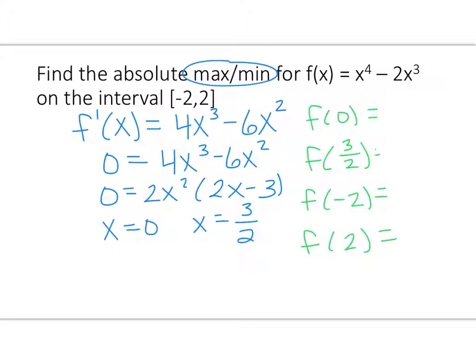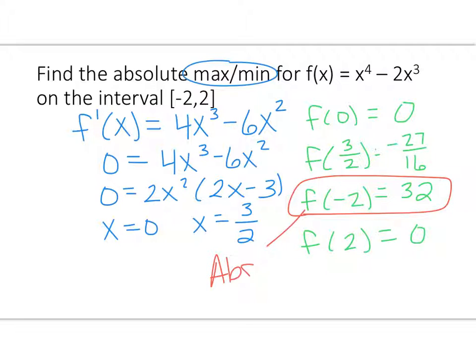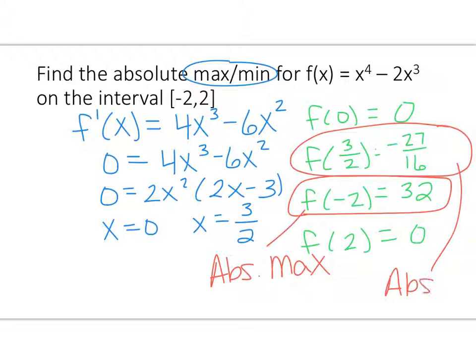Okay, so we plug in 0, we get 0. If I plug in 3 halves, I do some work, I end up with negative 27 over 16. If I plug in my negative 2, I end up with positive 32. And when I plug in positive 2, I end up with 0. So here I can see my absolute max is the 32. Okay, that's the absolute highest output I have. 32 is my highest number. At 3 halves, I get my absolute min. And then at f of 0 equals 0, I also have a relative something, but we're not quite sure what it is without more information.